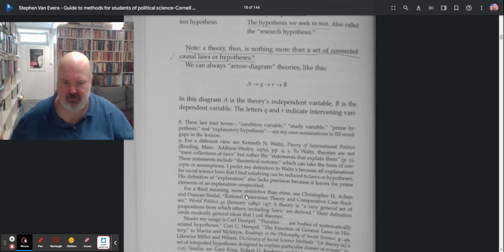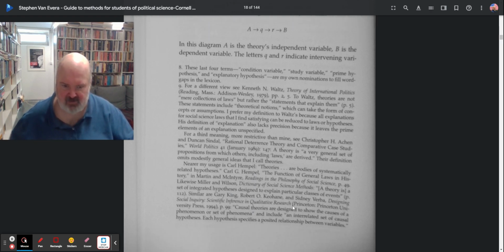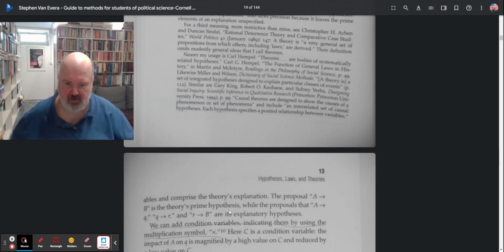For a third meaning, more restrictive than mine, see Achinstein and Sindel: a theory is a very general set of propositions from which others, including laws, are derived. Their definition omits modest general ideas that I call theories. Near to my usage is Hempel's, right? He says, and it goes on to the quote, a quote from Hempel.